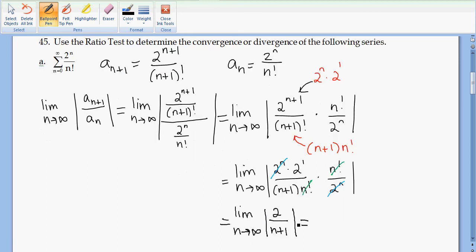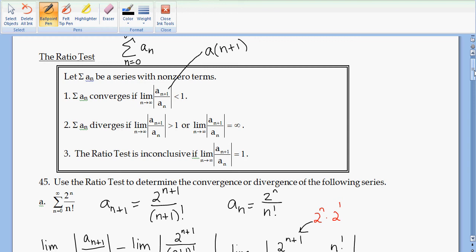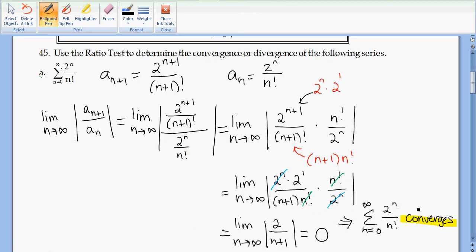So we're left with the limit as n goes to infinity of 2 over n plus 1. Hopefully you see what that equals, and we get 0. So if we scroll back up to the test, we remember that if the limit goes to some value less than 1, which 0 is certainly less than 1, then the conclusion is that our series converges. So here we go, our series converges.